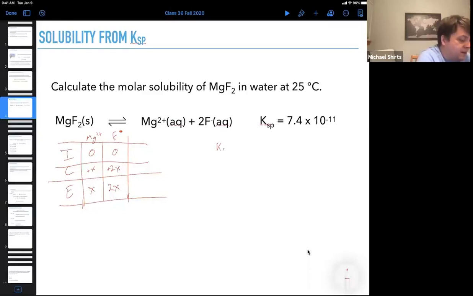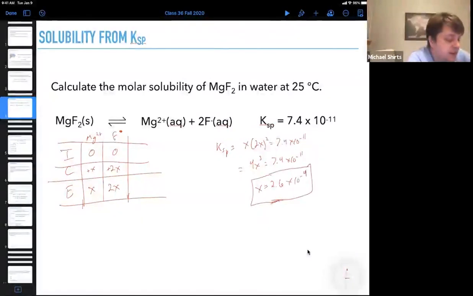So we have KSP equal to X times (2X) squared equals 7.4 times 10 to the minus 11. That is 4X cubed equals 7.4 times 10 to the minus 11. And this is actually relatively easy to solve. Although yes, it's got an X cubed in it, it's not a cubic equation. There's no quadratic or linear term. So we can just divide by 4 and take the cube root. What we get out is X equals 2.6 times 10 to the minus 4.